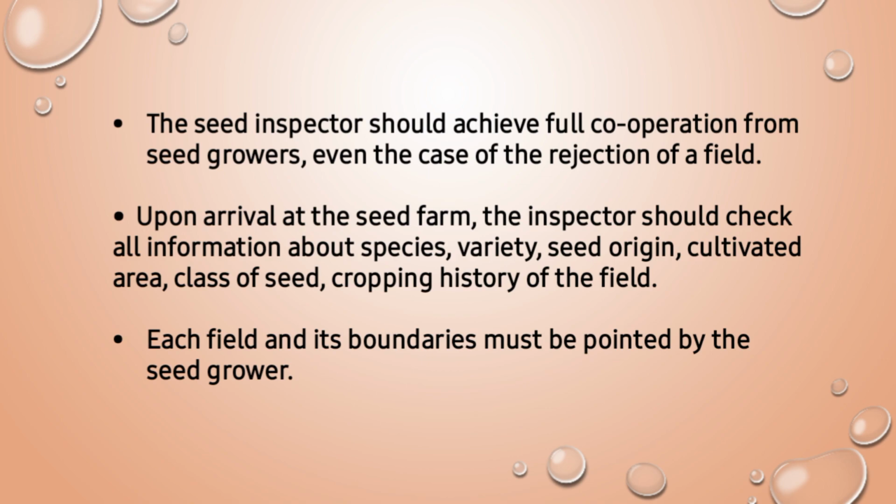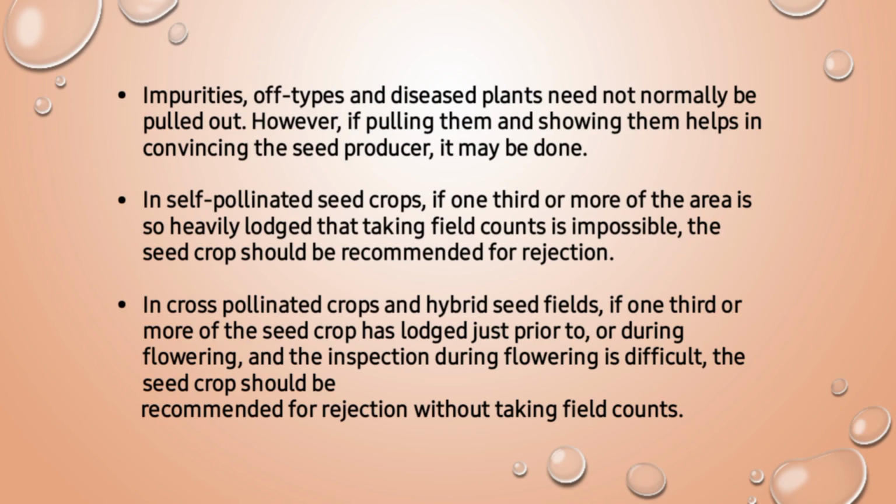of the field. Upon arrival at the seed farm, the inspector should check all information about species, variety, the seed origin, cultivated area, the class of the seed, cropping history of the field. Each field and its boundaries must be pointed out by the seed grower. Impurities, off types, and diseased plants need not normally be pulled out. However, if pulling them and showing them helps in convincing the seed producer, it may be done.